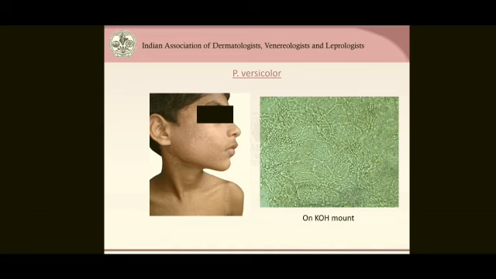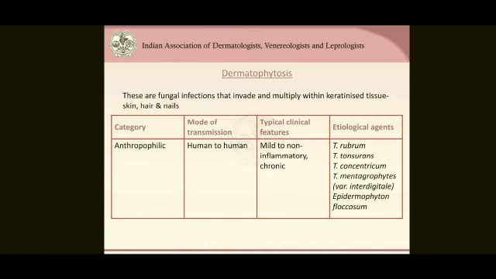meatball appearance. So coming to dermatophytosis, this is the most commonest infection where you clinically see. These are the fungal infections that invade and multiply within the keratinized tissue of skin, hair, and nail. They are subdivided depending on the mode of transmission, that is anthropophilic.